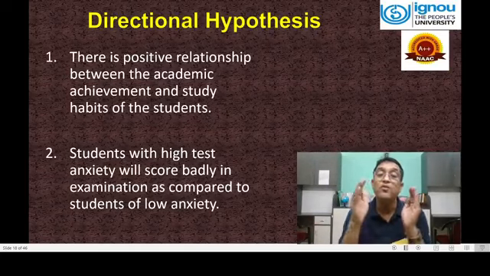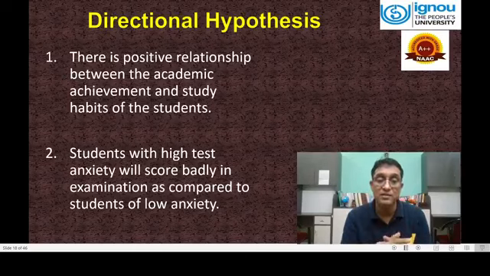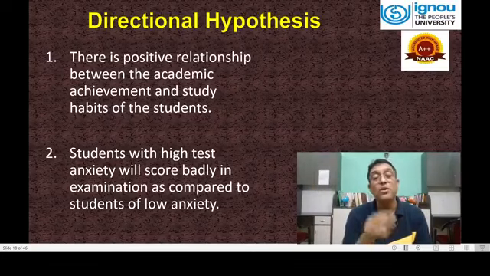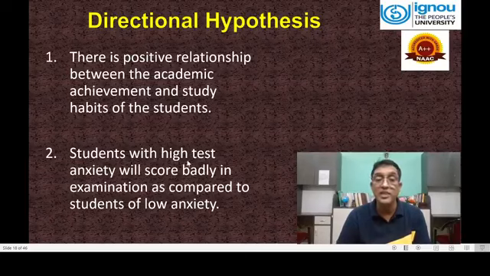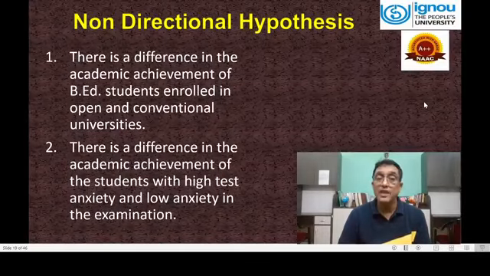So here we are just specifying the direction. High test anxiety, the direction is low test score. Low test anxiety, the direction is high test score. In the example, I'm just focusing on one aspect: high test anxiety with scoring badly in the examination. So this is the example of directional hypothesis.